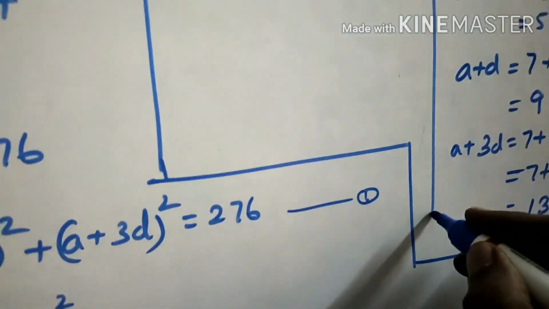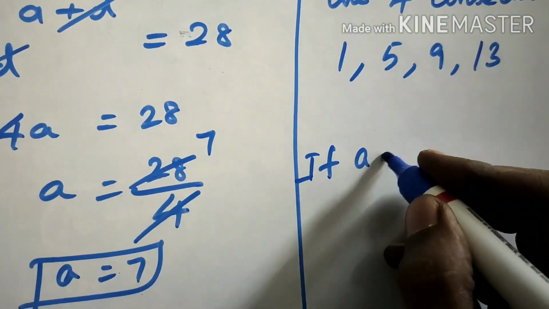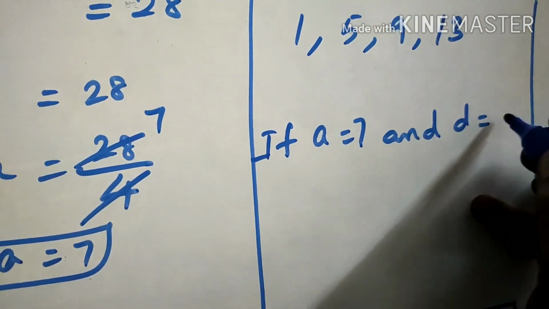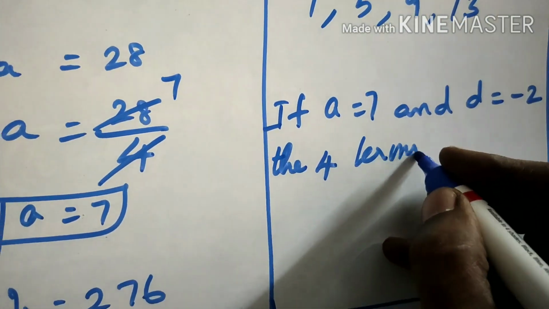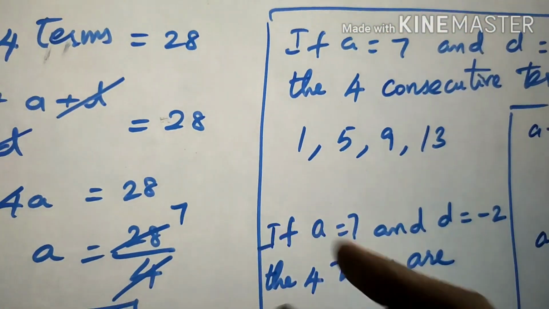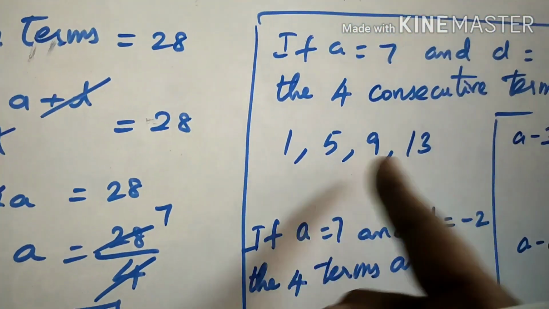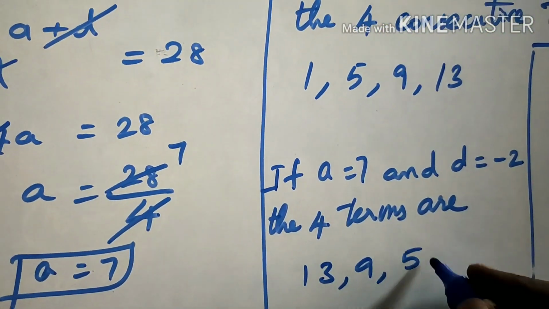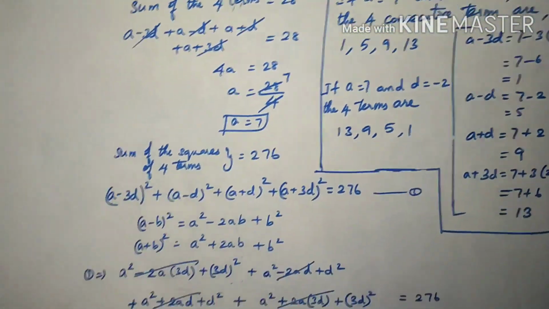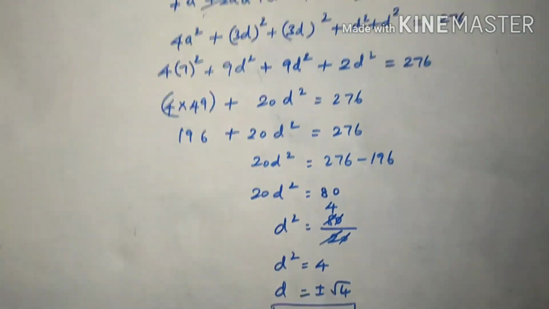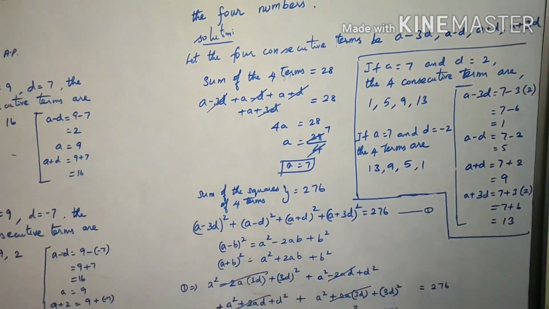So this is the working part. The same way, if a equal to 7 and d equal to minus 2, all the 4 terms are, just write in the reverse order. Already here you wrote consecutive terms, so just write the 4 terms in the reverse order: 13, 9, 5, 1. That's all. Okay, so this one should be below the value of d. Very simple.